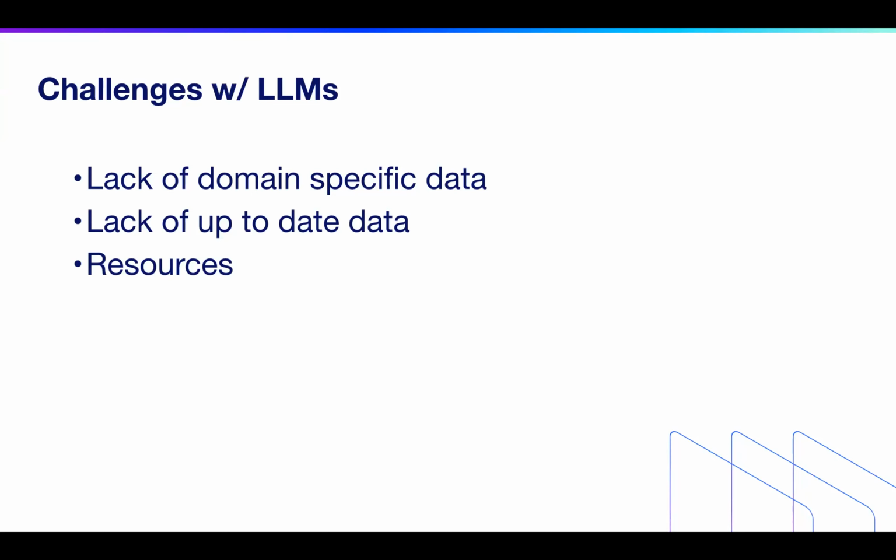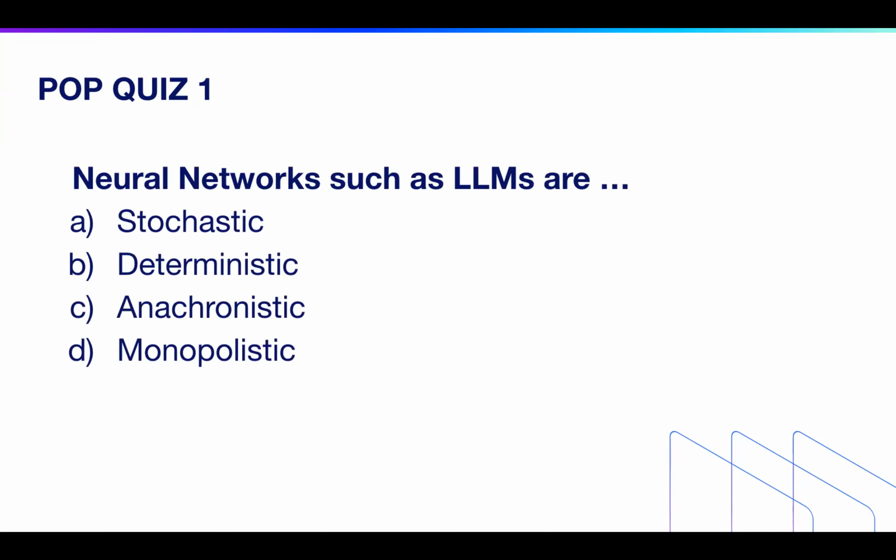All right, here come the pop quizzes. Pop quiz 1. Neural networks such as large language models are A, stochastic, B, deterministic, C, anachronistic, or D, monopolistic. Who wants to raise their hand? The guy with the white shirt and orange. Huh? A, okay, cool.